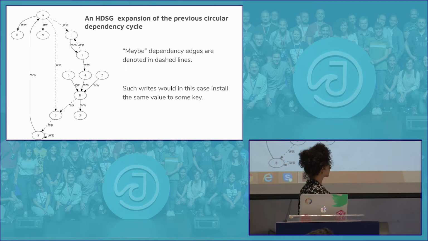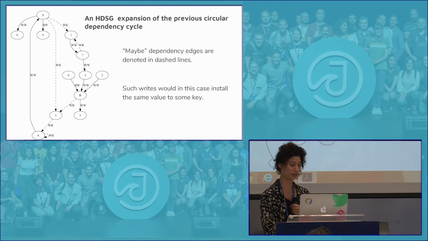Basically, these writes that are implemented here are installing the same value and introducing some ambiguity as to where that value may come from for transactions that observe those effects later on.